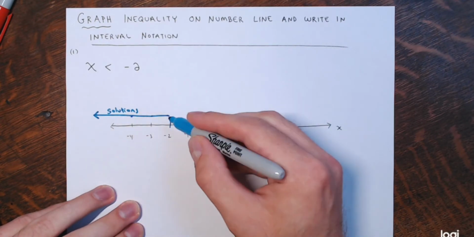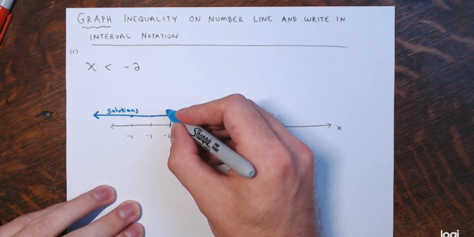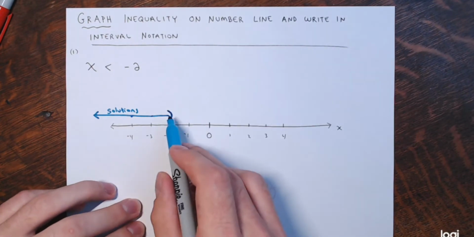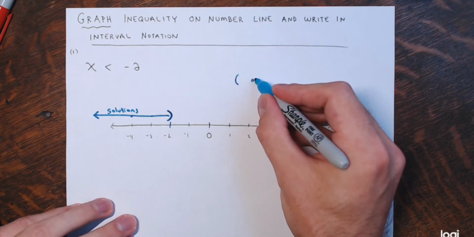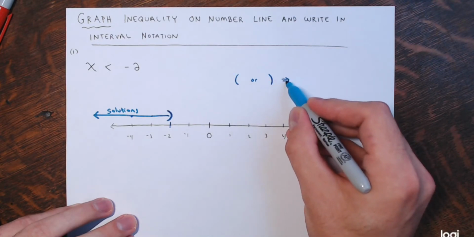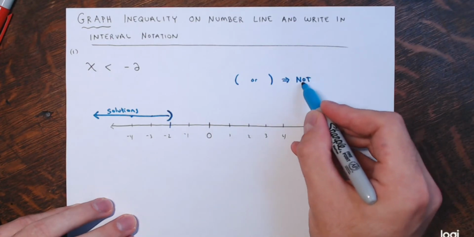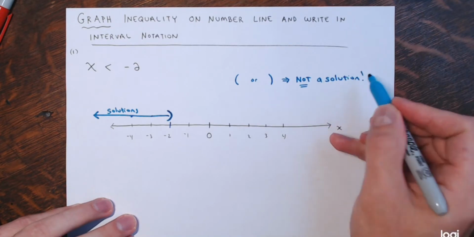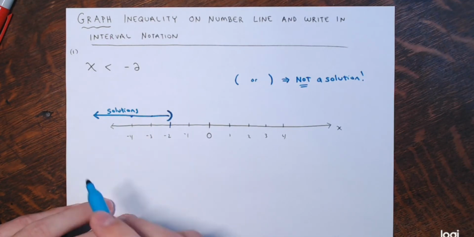that negative 2 itself is not a solution, in this particular text they're using a parenthesis, opening in the direction of the solutions. But if you see a parenthesis, left or right, on a number, that implies that the number below it is not a solution. Okay, so negative 2 is not a solution, but all the numbers I've indicated otherwise are solutions.